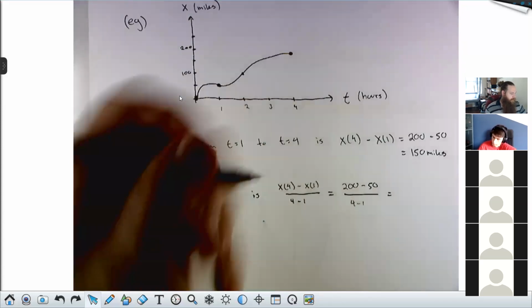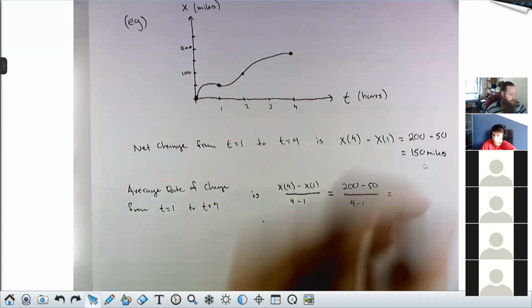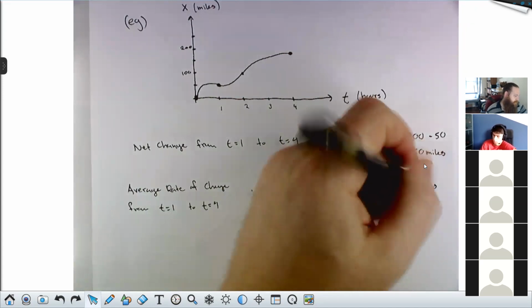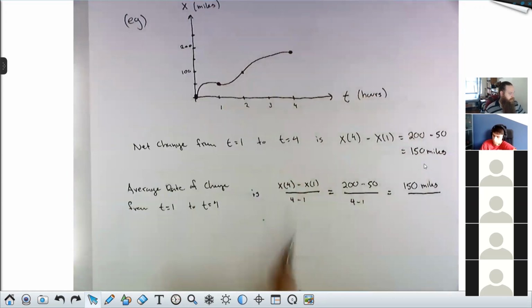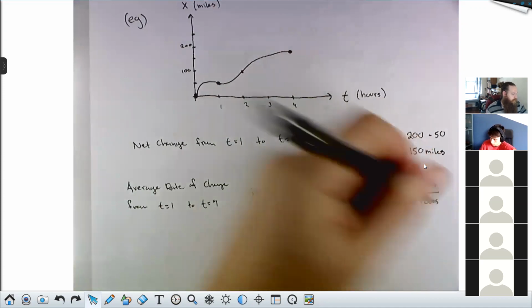And, you know, follow your order of operations. Don't try to cancel things if you're not sure. Remember, implied parentheses upstairs, implied parentheses downstairs. You cannot cancel the 200 and the 4 or anything like that. 200 minus 50 is still 150. And that's miles. And downstairs, the 4 minus 1, those are t values. That's hours. So that's 3 hours.